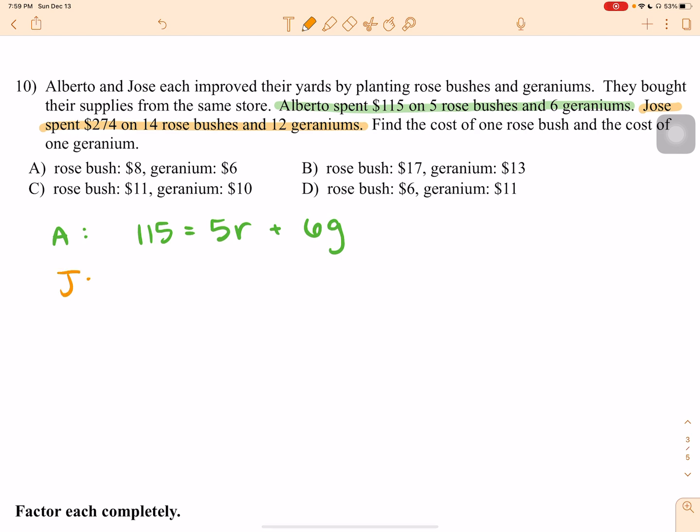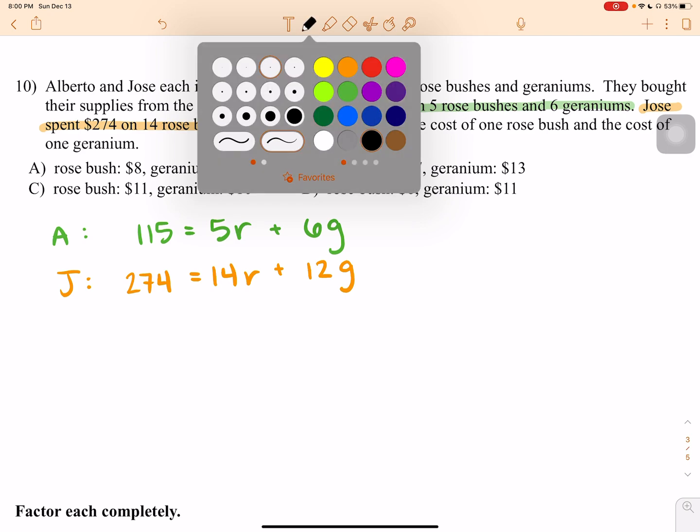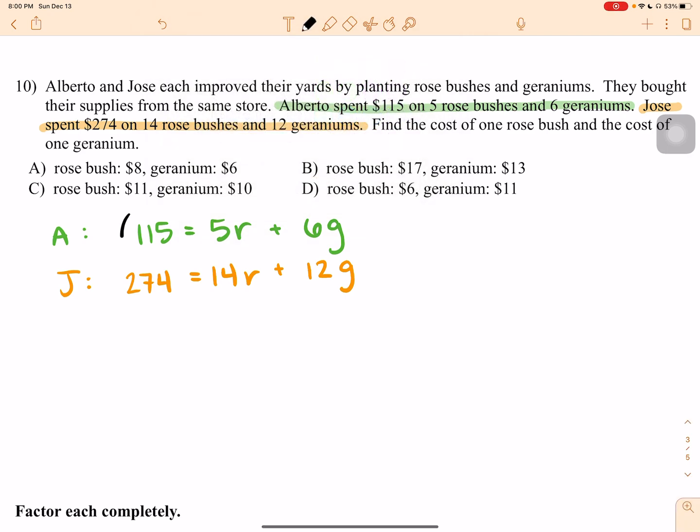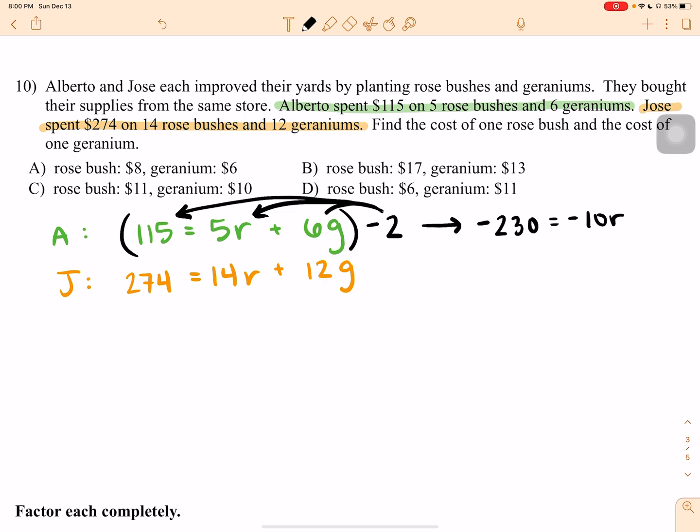And then Jose spent $274 total on 14 rose bushes and 12 geraniums. He's buying a lot of stuff. So I would again use the process of elimination, and this time I would multiply the top by -2. If I do this, -2 times 115 will be -230, -2 times 5r would be -10r, and -2 times 6G is going to be -12G.